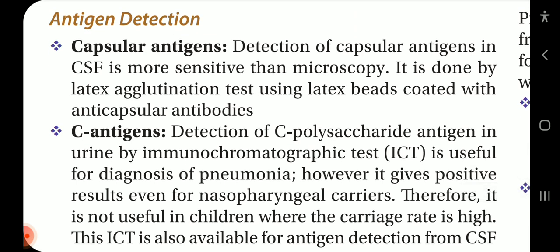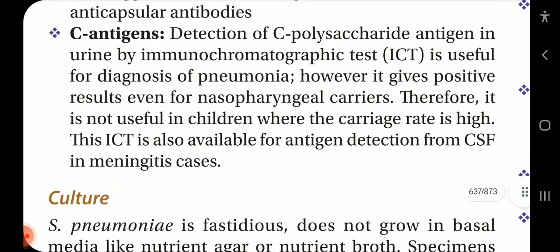Antigen detection: detection of the capsular antigen in CSF is more sensitive than microscopy. It is done by latex agglutination test using latex beads coated with anticapsular antibodies. C antigen detection: detection of the C polysaccharide antigen in urine by immunochromatographic test, ICT, is useful for diagnosis of pneumonia. However, it gives positive results even for nasopharyngeal carriers.